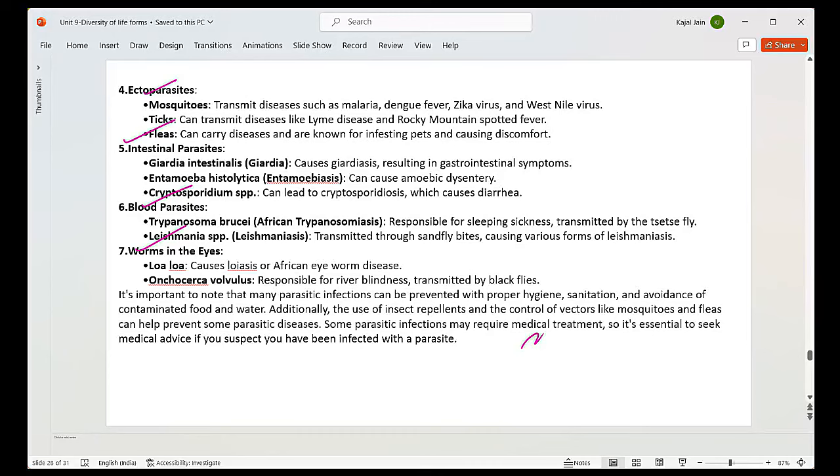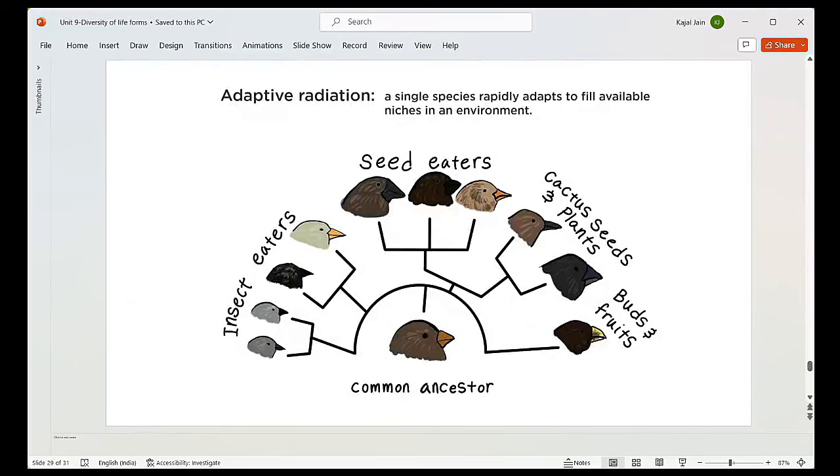Okay, so this is one more thing. The last thing is, there was a question asked related to adaptive radiation as well. Let's understand what adaptive radiation is.